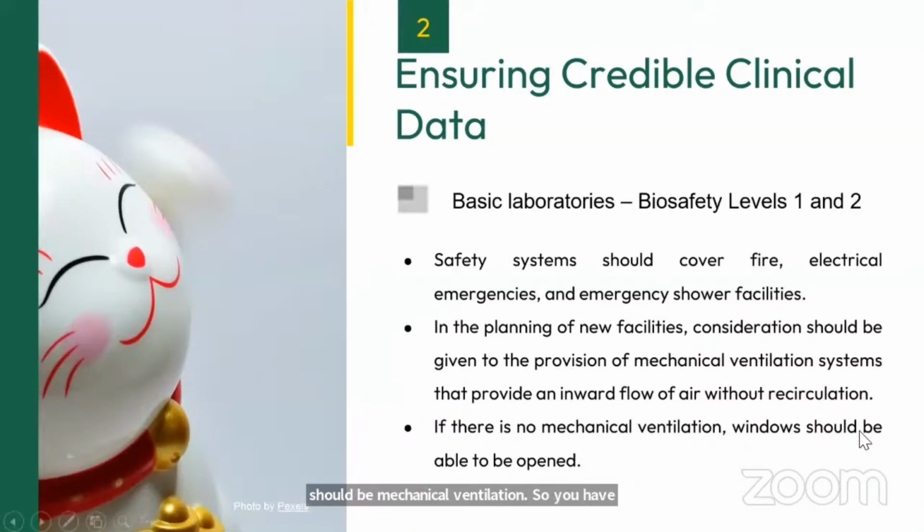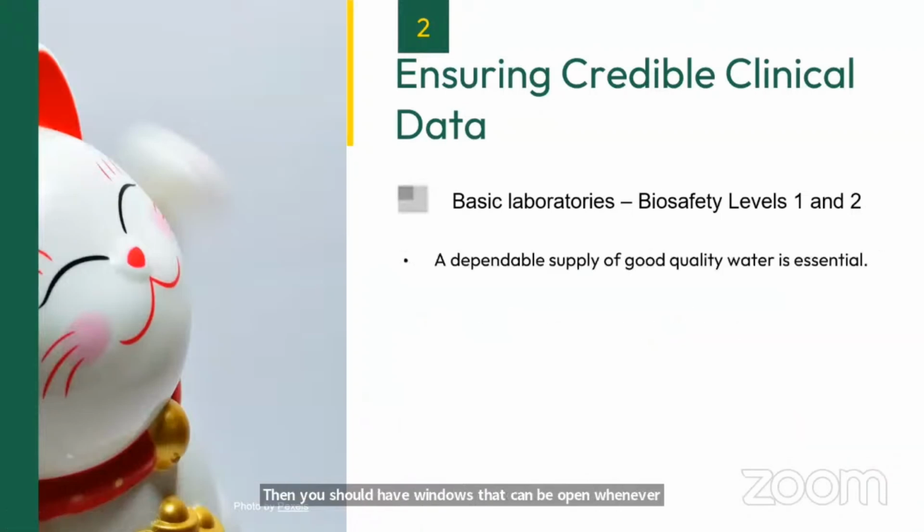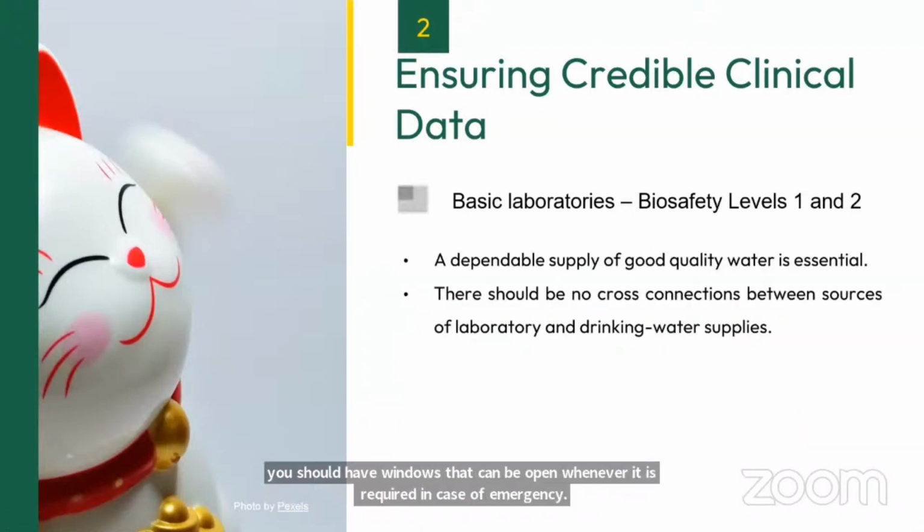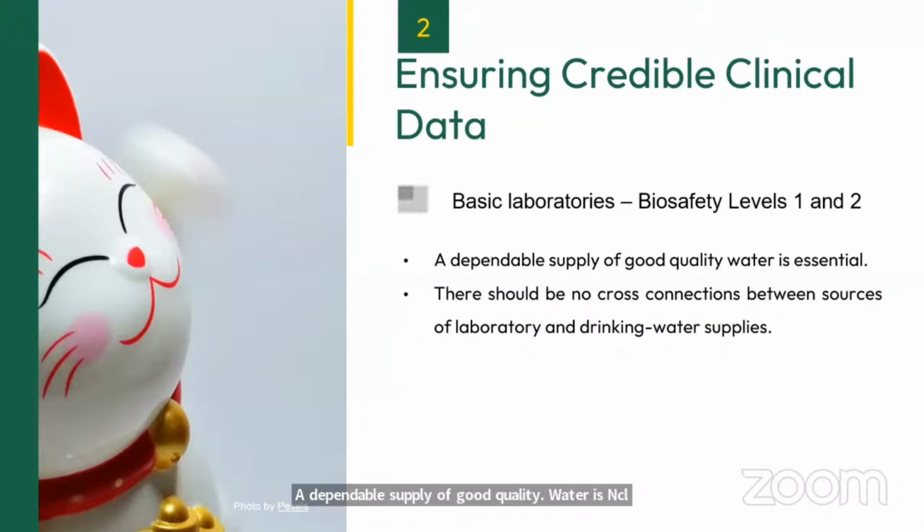If there is no mechanical ventilation, windows should be able to be opened. So if you do not have appropriate ventilation, then you should have windows that can be opened whenever required in case of emergencies. A dependable supply of good quality water is essential. There should be no cross connections between the source of laboratory and drinking water.